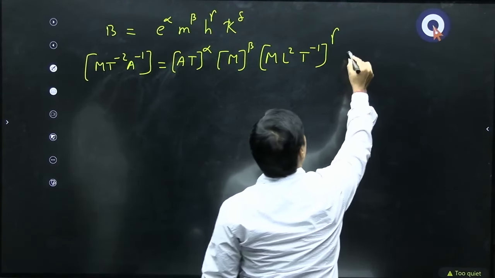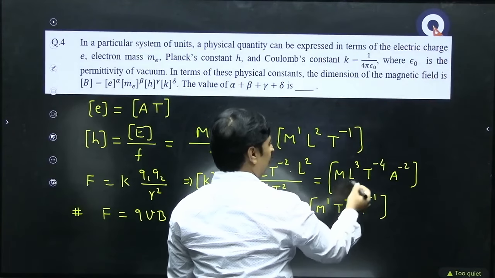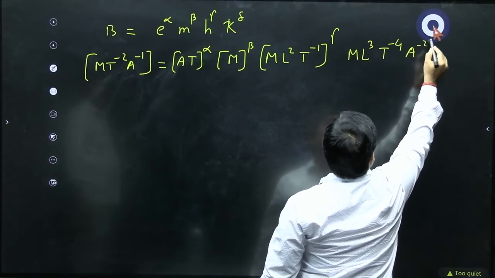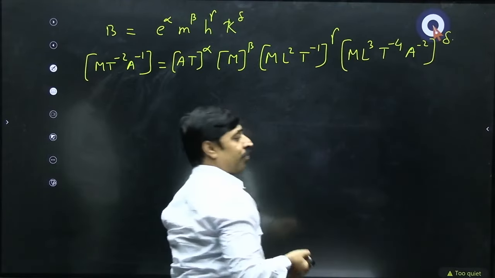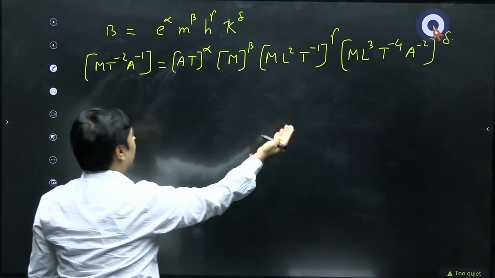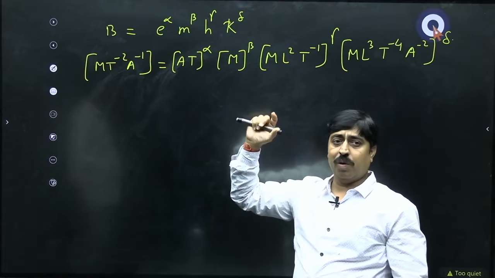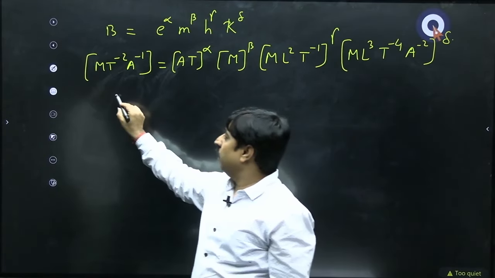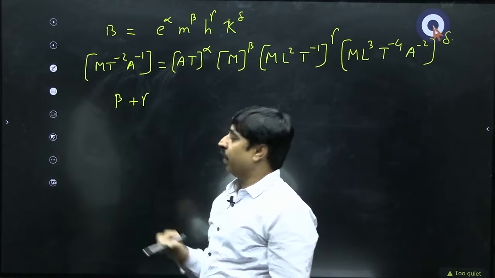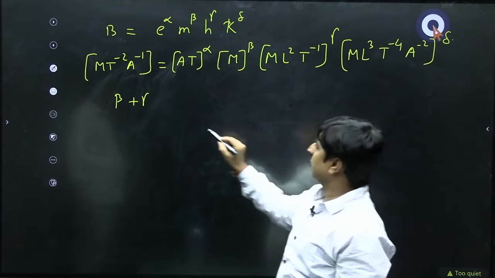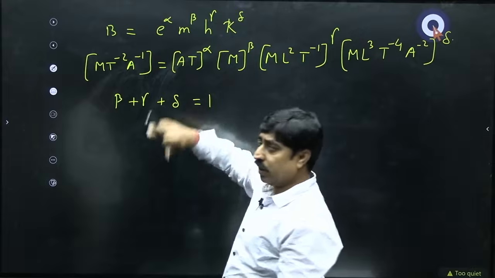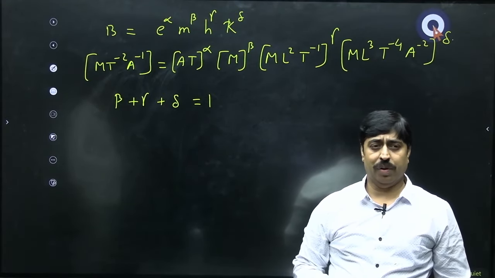So, M L cube T minus 4 A minus 2, this raised to the power delta, right. So, on the left hand side the dimension of mass is 1, and on the right hand side we have to see where the term of m is occurring actually. Yeah, the power of m is beta, then power of m is gamma. The total power of m becomes beta plus gamma, and then there is delta also. So, beta plus gamma plus delta must be equal to 1. On both sides, the dimension of mass must be same actually.